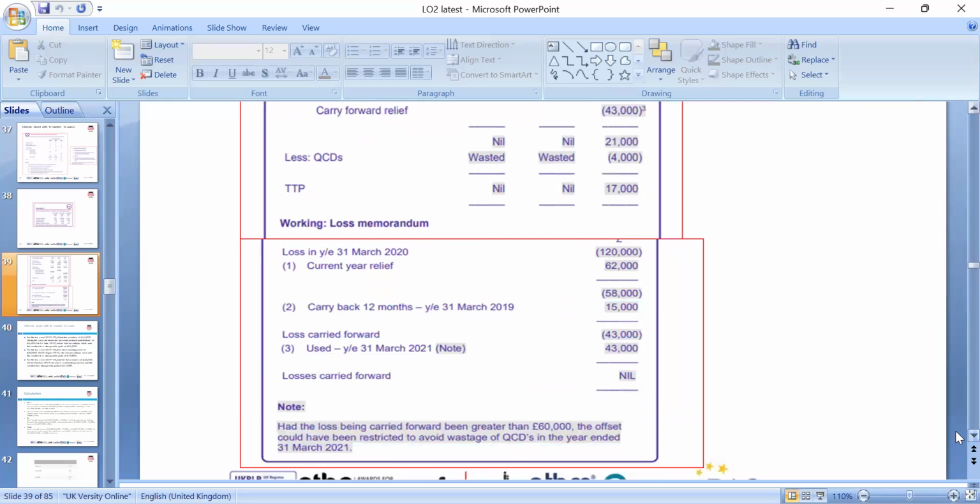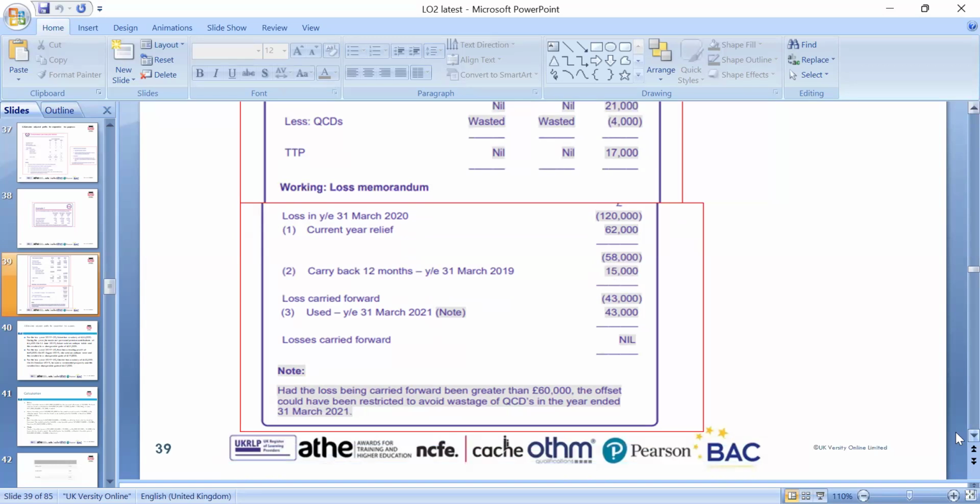Of course, nowadays we use software, and software can have the rates embedded, so we can easily do the calculation itself. Okay, so current year relief, which we look at, and then carry back 12 months, which is 15. So loss carry forward 43, and the losses carry forward now is left nil. So we can look at how much losses we have, and we can apply the tax rule.